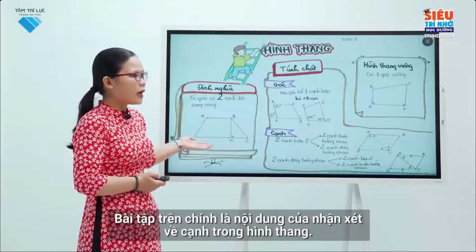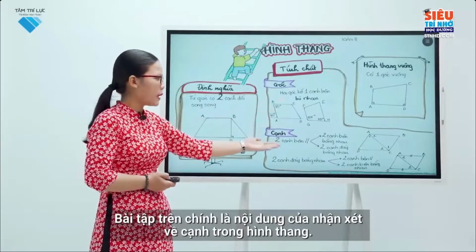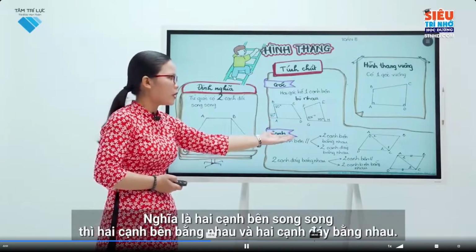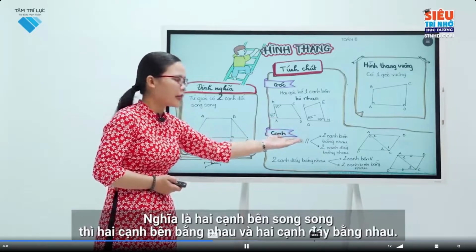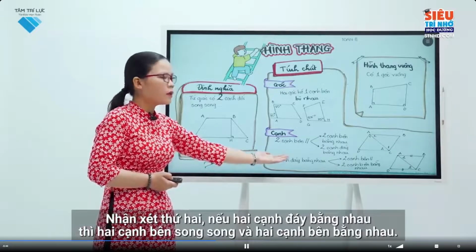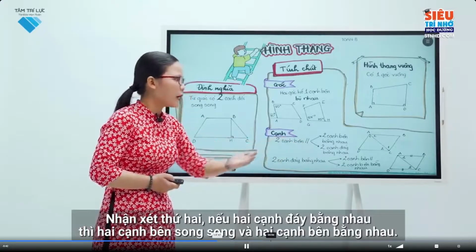We see that in a trapezium, if 2 legs are parallel, those legs will be congruent and the triangles will be congruent. Also, if 2 bases are congruent, the 2 legs will be congruent and parallel.